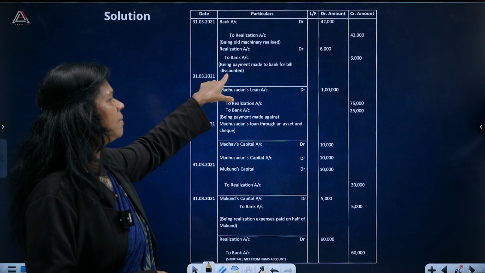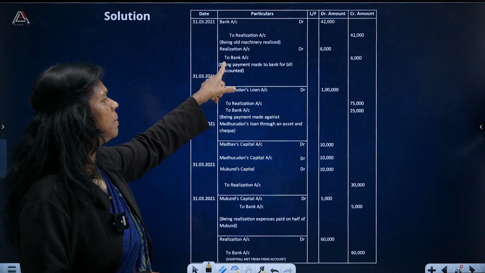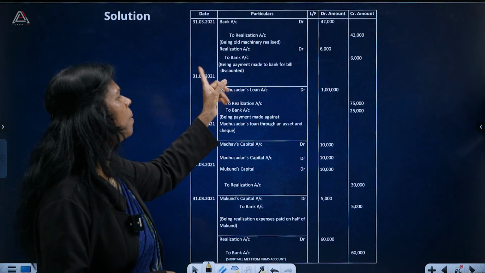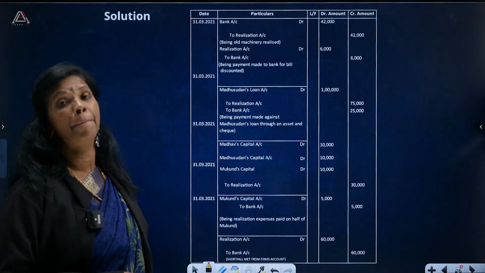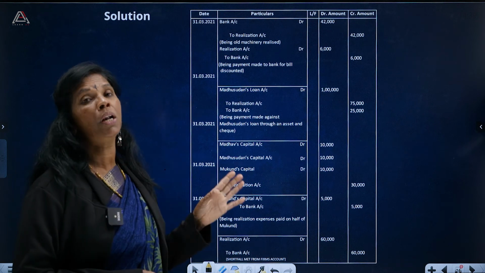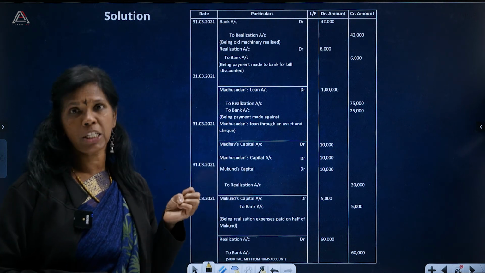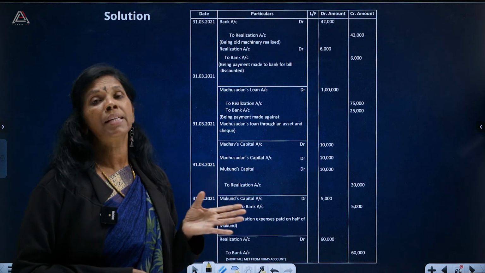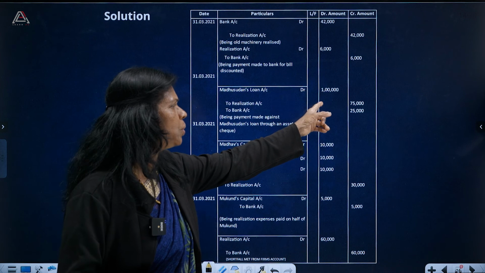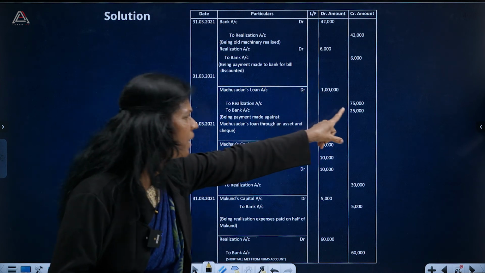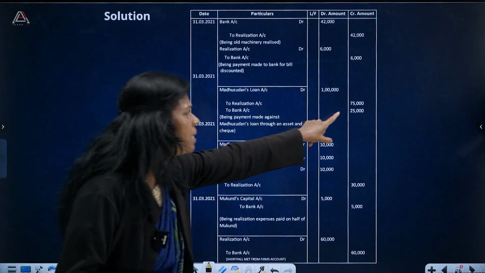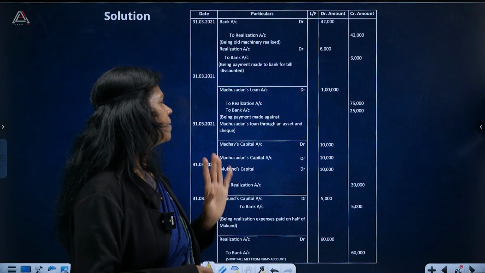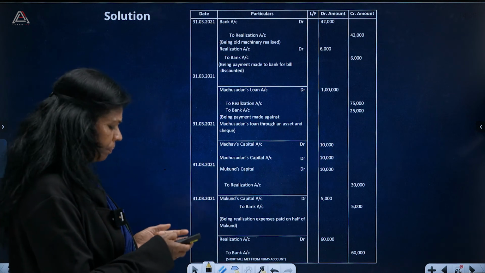Then that is dishonor of a bill met, that is realization account to bank, being payment made to bank for bill discounted. Then Madhusudan loan settlement, 75,000 he accepted on the basis of an unrecorded asset. Then balance in check, so it will be recorded Madhusudan's loan account 1 lakh to realization account 75,000. Then balance, 75,000 minus 1 lakh, that is 25,000, that is the check amount. Then next one, next adjustment.